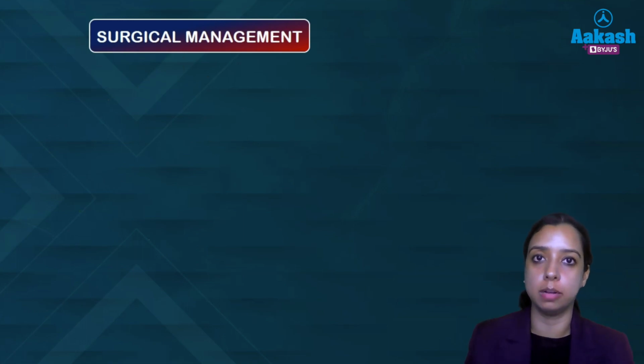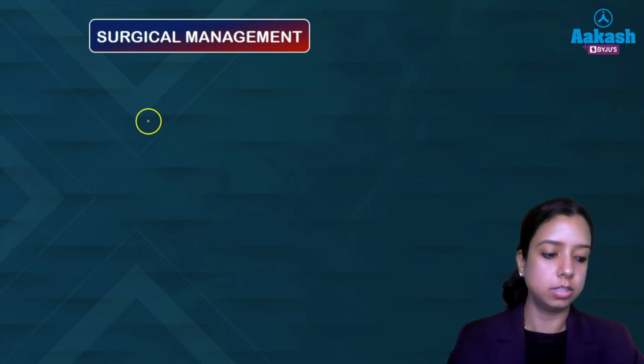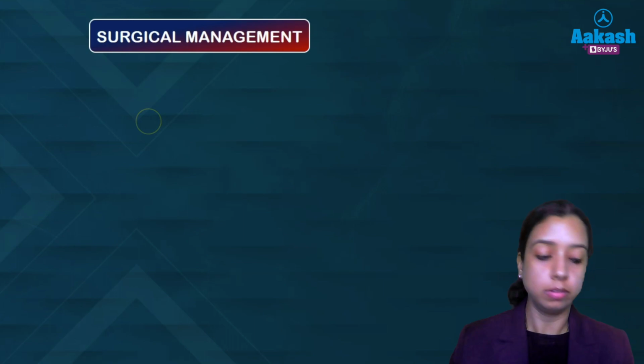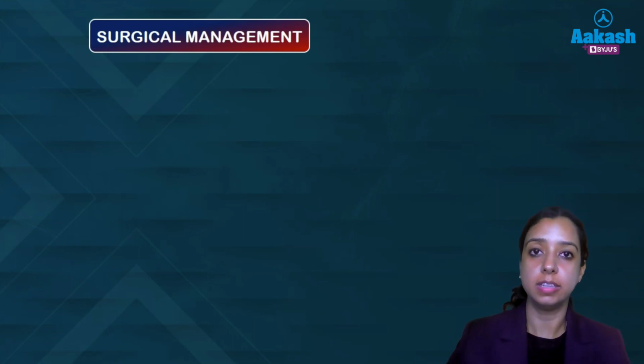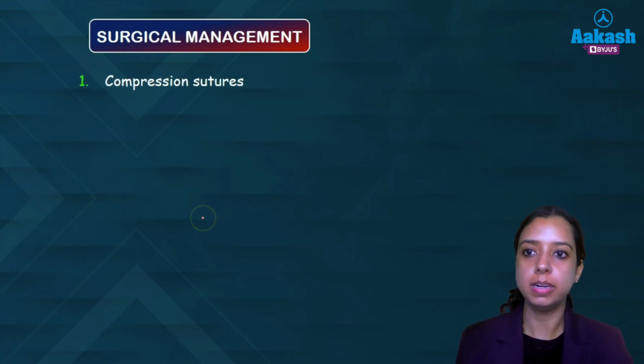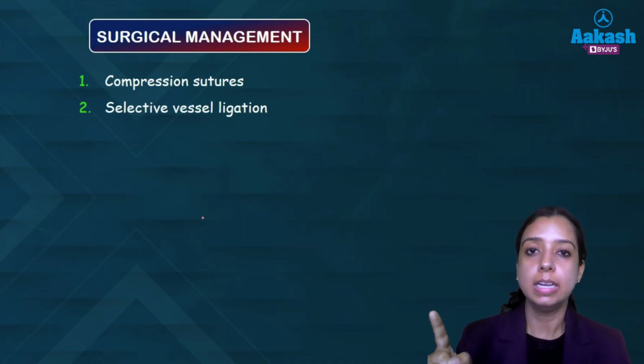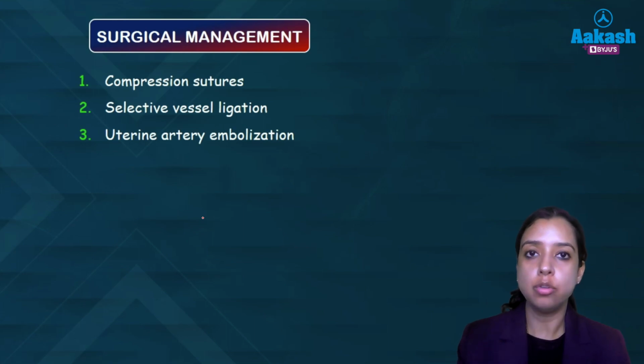Next comes the surgical management. Now, if none of the measures help you, your next step is surgical management. Your medical management has not worked, your conservative management has not worked. Now comes surgical management. Sequence-wise, what you have to do is the following: compression sutures first, also called brace sutures, selective vessel ligation, uterine artery embolization, and hysterectomy.